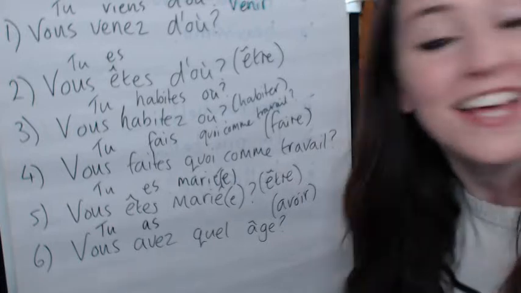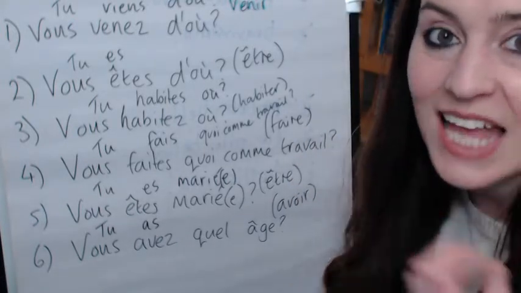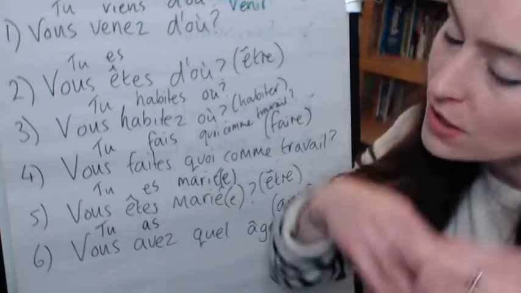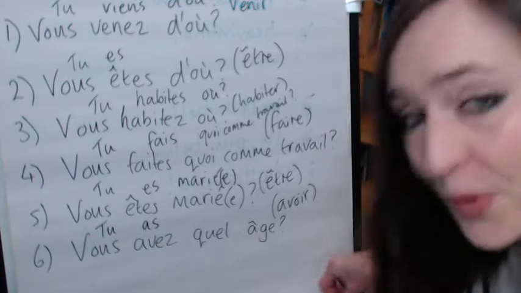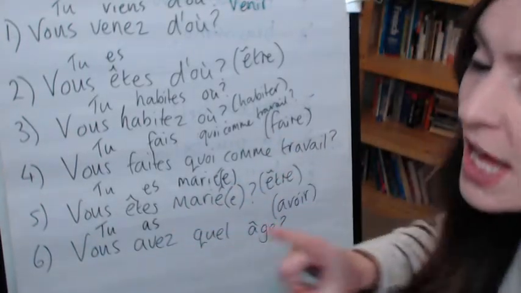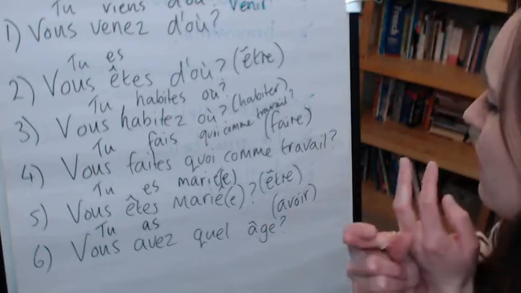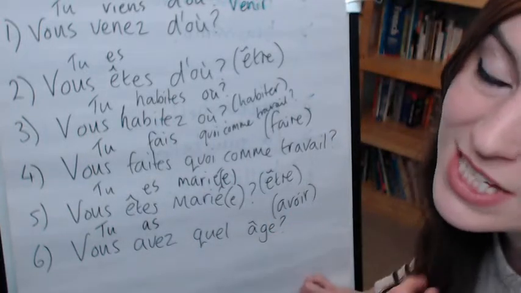Okay, so if nothing else, if you're not familiar with être and avoir in the present tense, go and check those conjugations out. Okay, if you're familiar with those, have a look at venir and faire, they're irregular verbs, and then have a look at the verb habiter because it's a useful one. It's an ER verb.